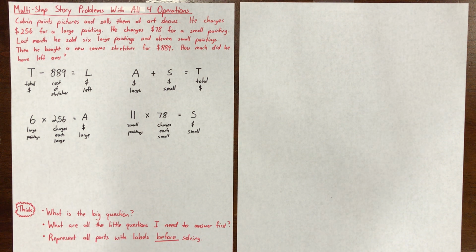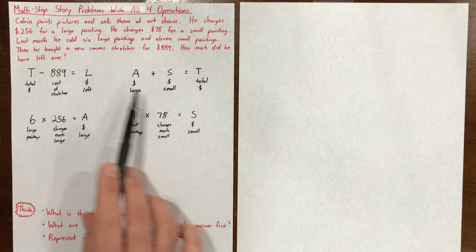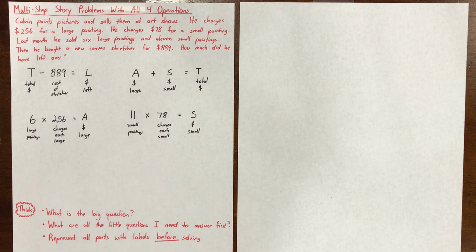Okay, and why was it important that we represent all parts of that story problem before we go ahead and try to solve it? Say it out loud. Yeah, representing first helps us make a plan for how to solve and keep us organized. There's a lot going on with these problems. So we have to make sure that we're representing first before we solve, and that's why I captured this here. We represent all parts with labels before we solve the problem.